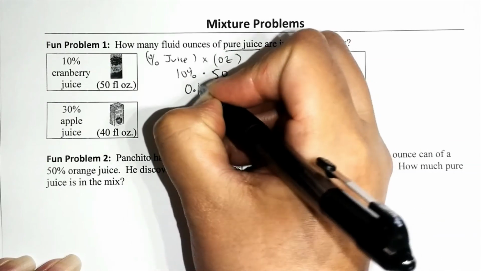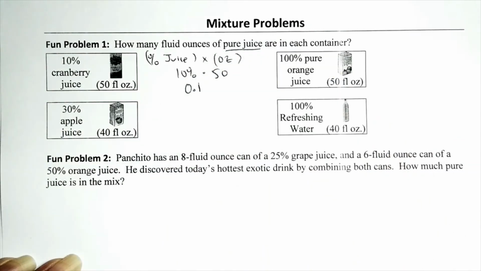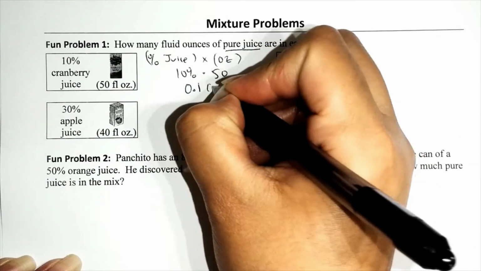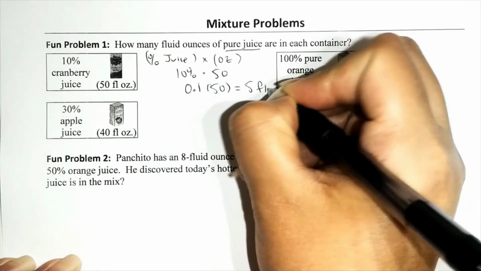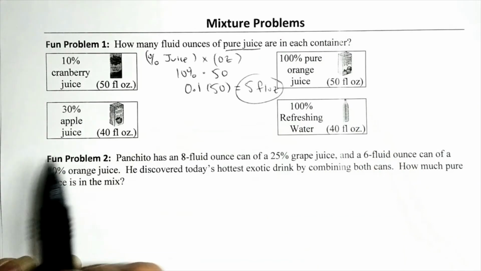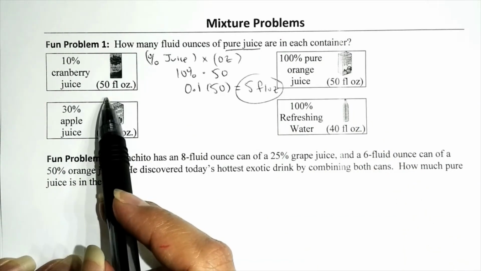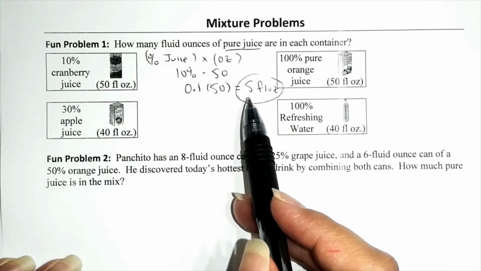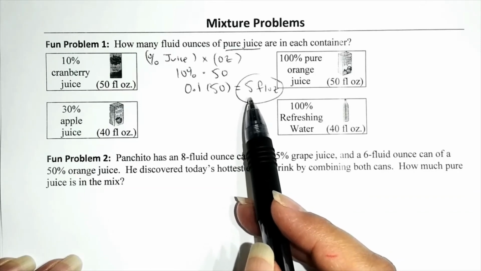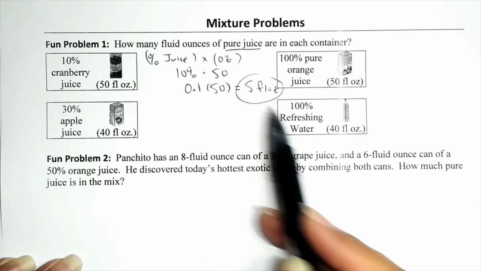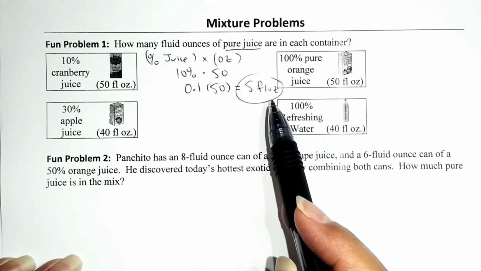But if you don't trust me, then go ahead, I'll write the percent as a decimal, multiply it by 50, punch it in, and it'll give you 5. So the moral of the story is you pay for 50 ounces of liquid, but there's only 5 ounces of juice. The rest is water. You might as well get the water and then squeeze in a cranberry or two.